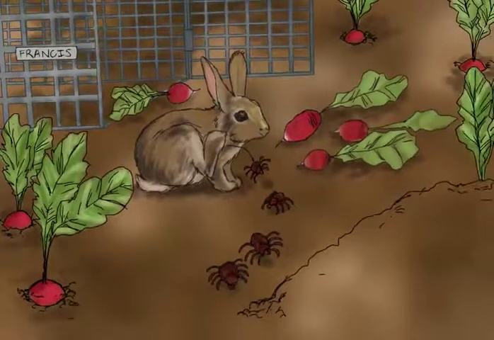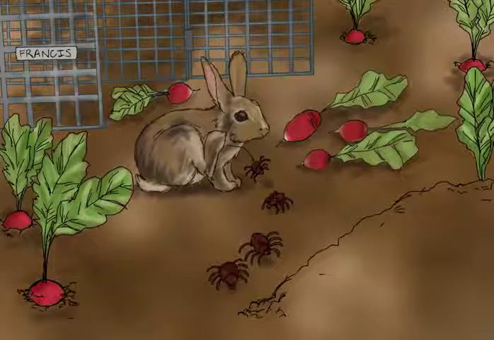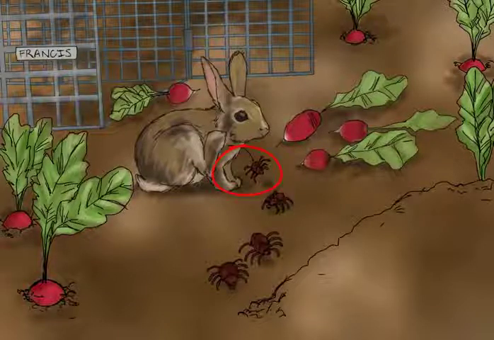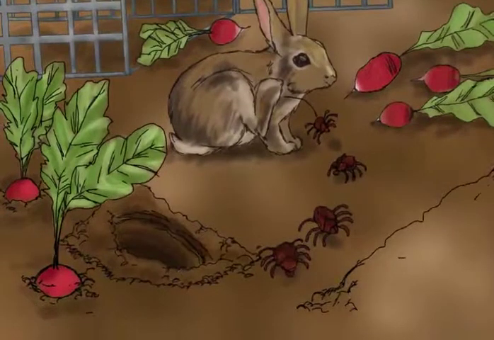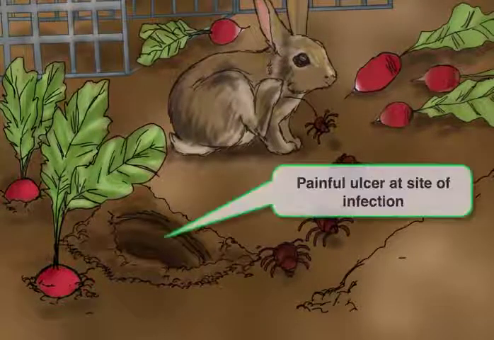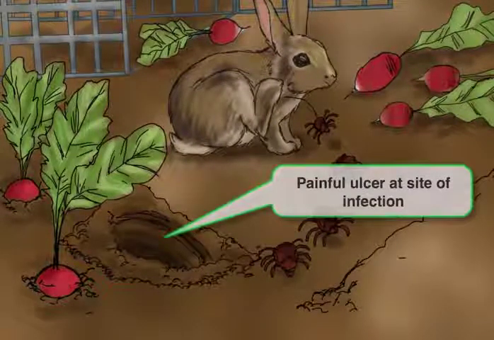So let's go over this process of spread now in more detail. As I mentioned earlier, the most common way Francisella gets transmitted to humans is via tick bite. The bacteria enters at the site of the bite and causes a painful ulcer, which we're representing with this rabbit hole that's ulcerating into the soil.